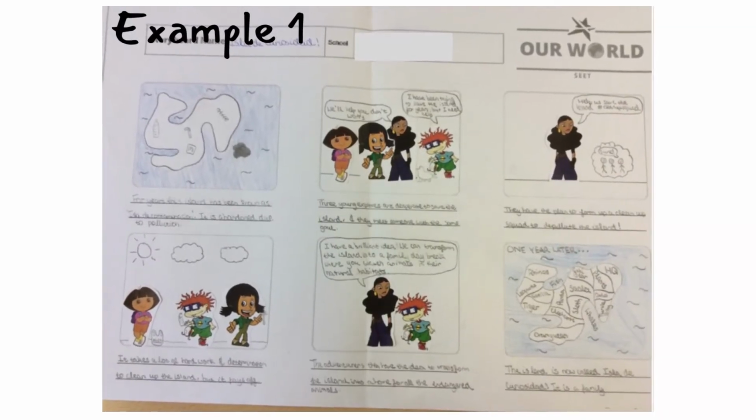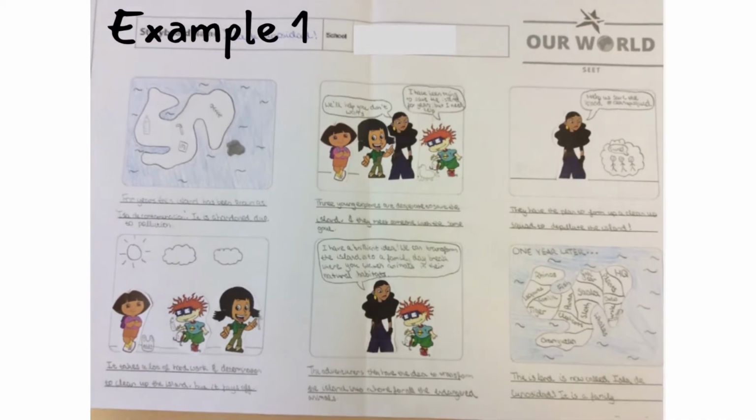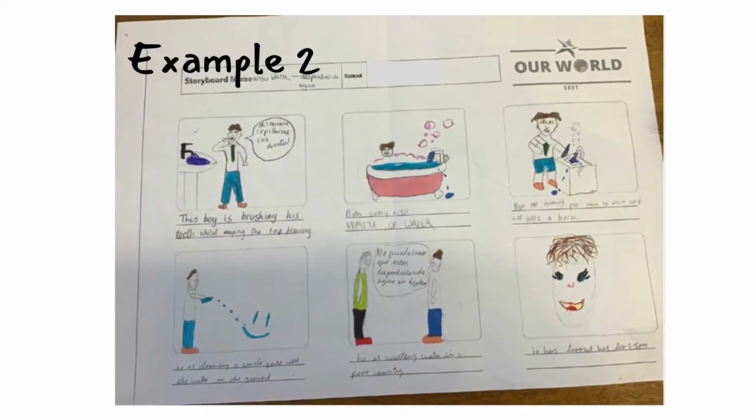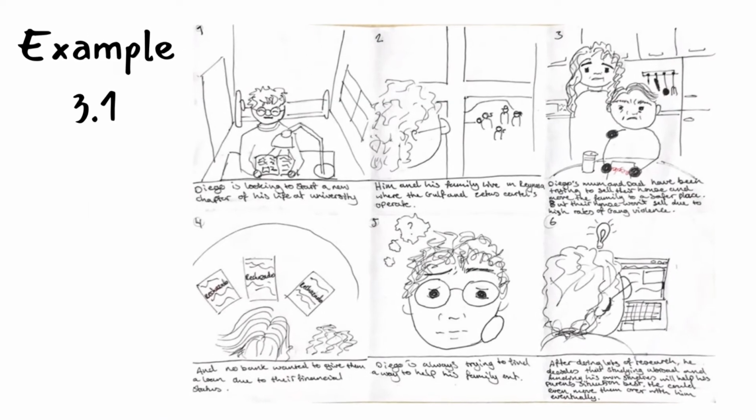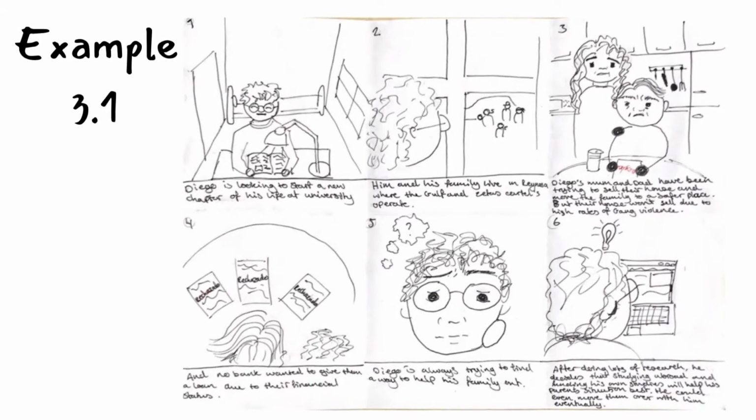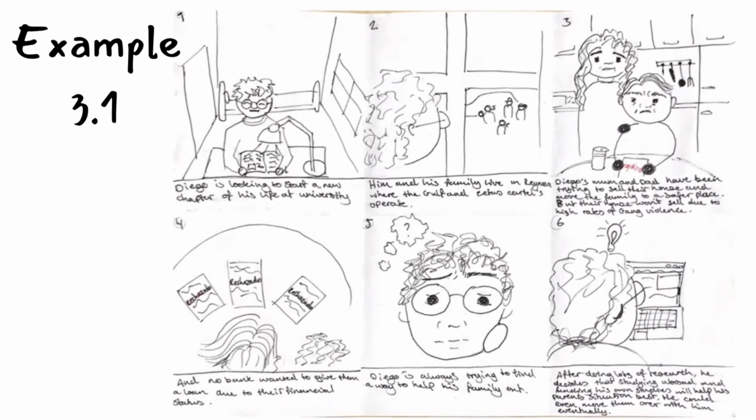So this is example 1. Example 2. Example 3, and this is the first part. There's 4 parts to example 3.